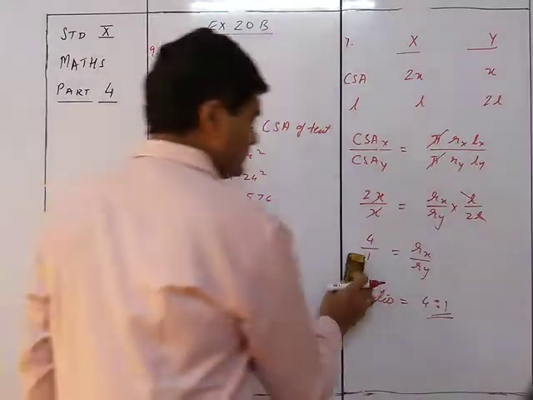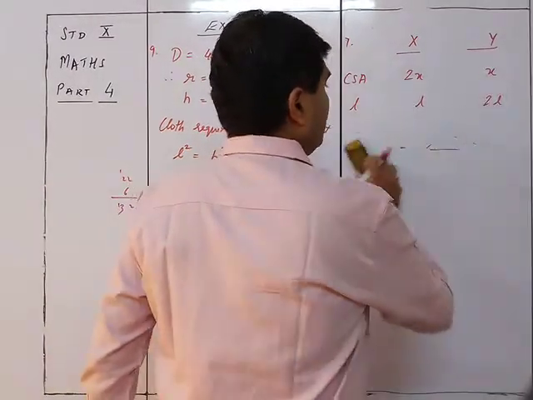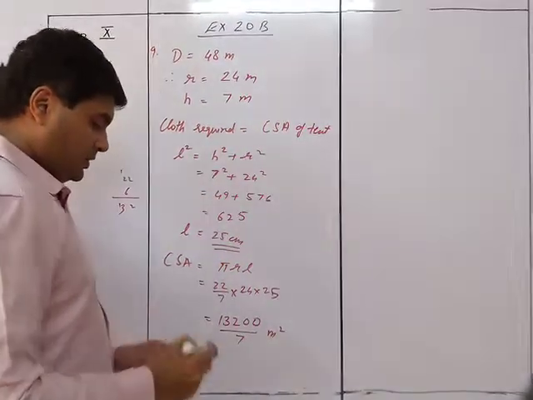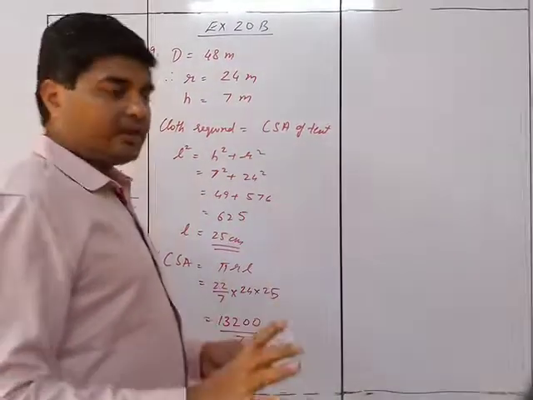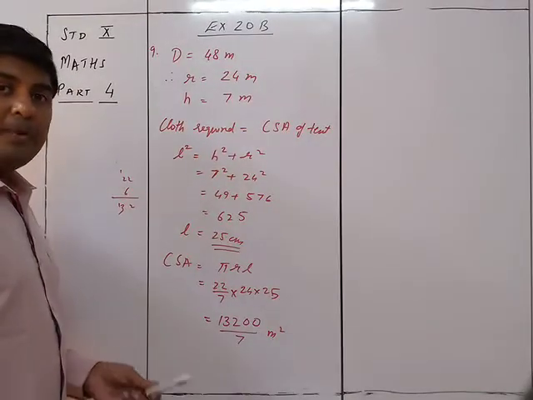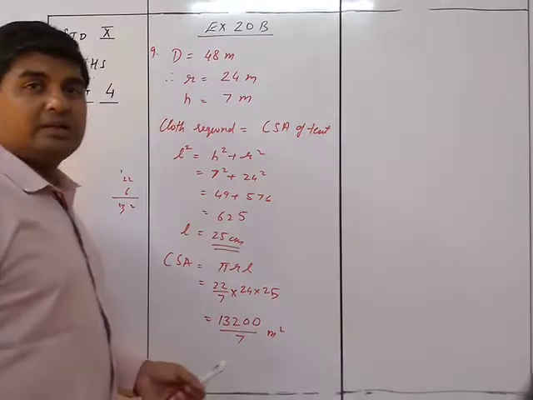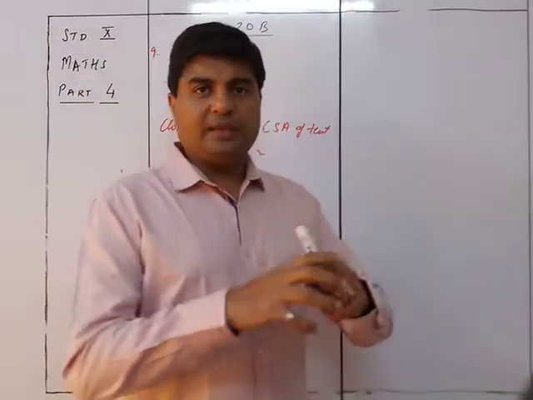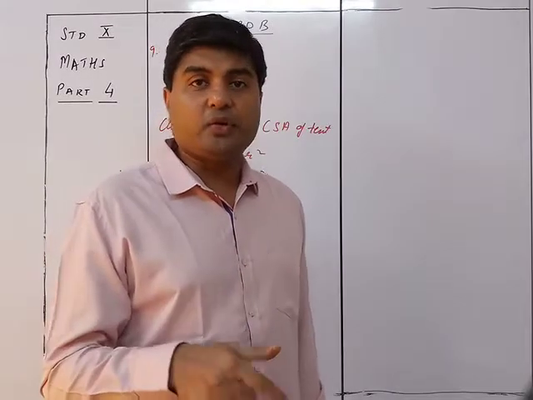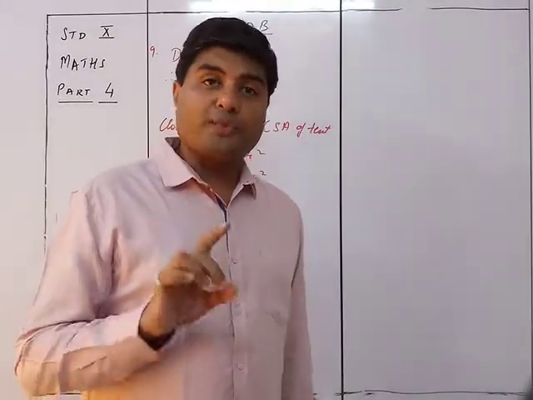Okay, so let's see this. Now we see one more important thing: the area of the cloth required is 13200 upon 7 meters. The cloth will be in rectangular form, length into breadth, where breadth is going to be standard. What is the standard breadth given to you? Width of the canvas is 1.5 meters.